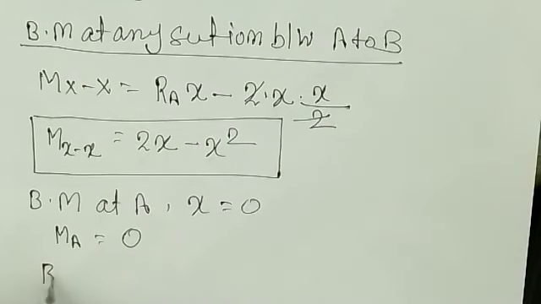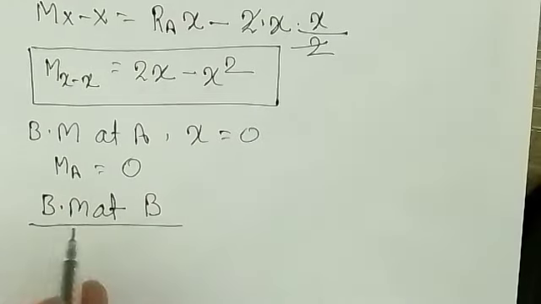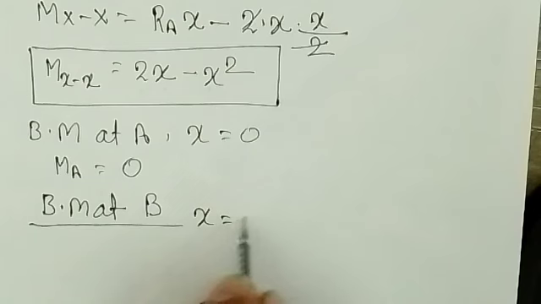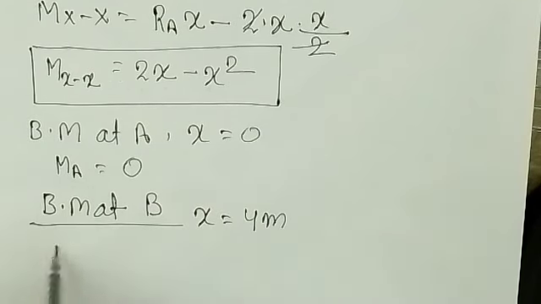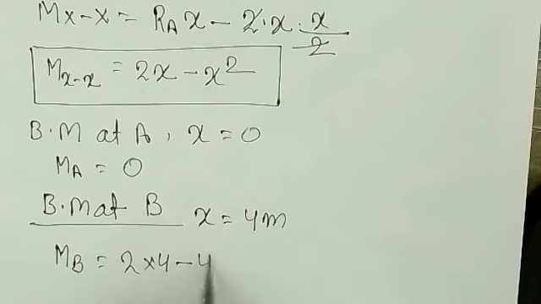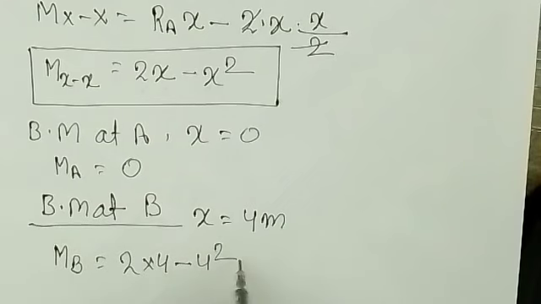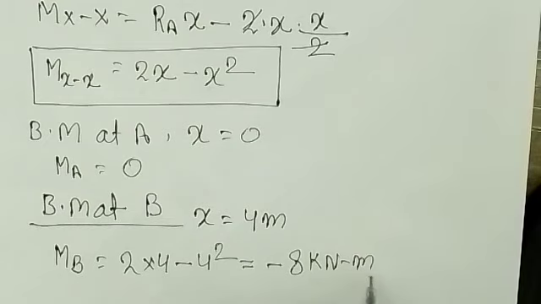So then directly I am finding the bending moment at B. Is it or not? Bending moment at B. So at B, X is equal to 4 meter you have to take. That is MB is equal to 2 into 4 minus 4 square. That is 8 minus 16, which is minus 8 kilonewton meter.